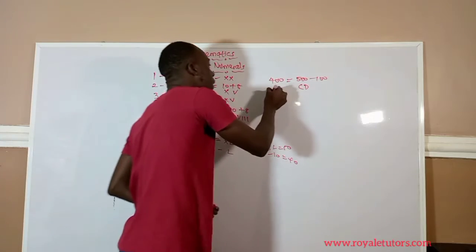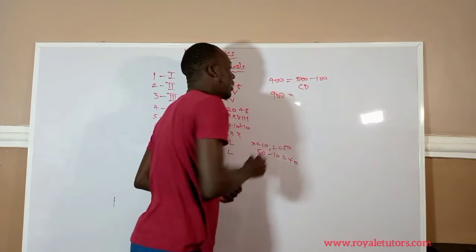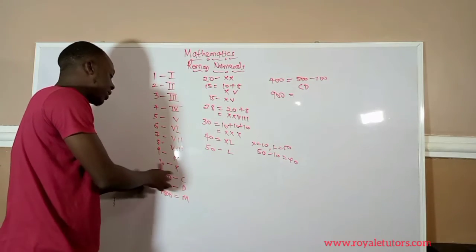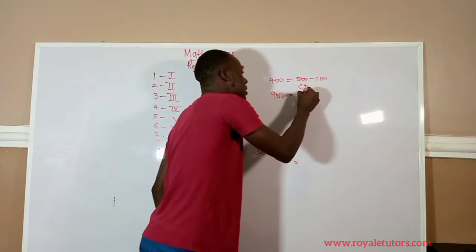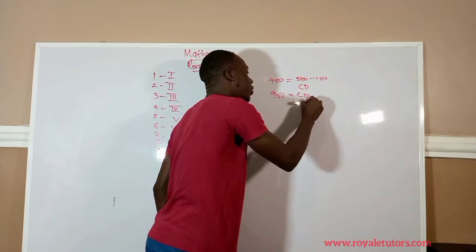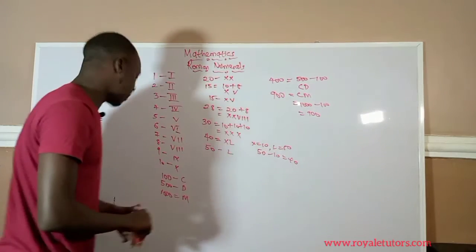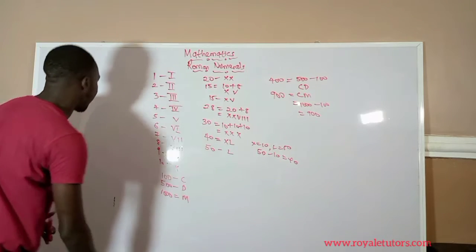What of 900? Now 900, we're told that 1000 is M and 100 is C. So our 900 is simply CM, which is 1000 minus 100, and you get 900.